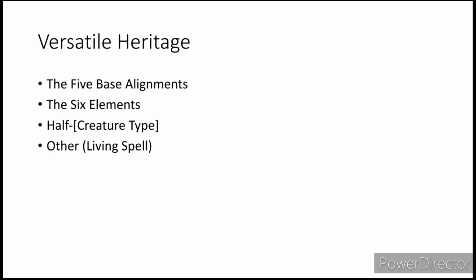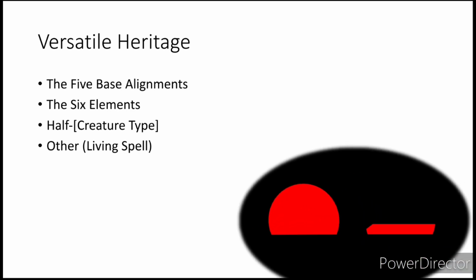I have separated each of the heritages into 4 categories for my own ease of mind. We have the base alignments, the 6 elements. Yes, I said 6 elements. We'll get more into that later. It is definitely confusing without giving some form of context. Even then, I don't think I have all the context myself.